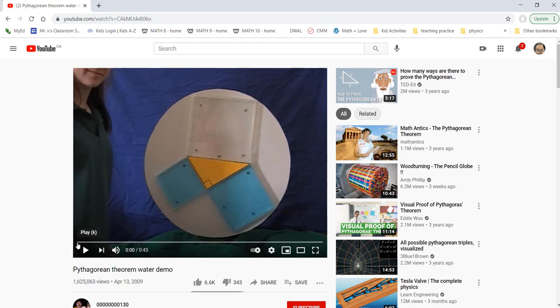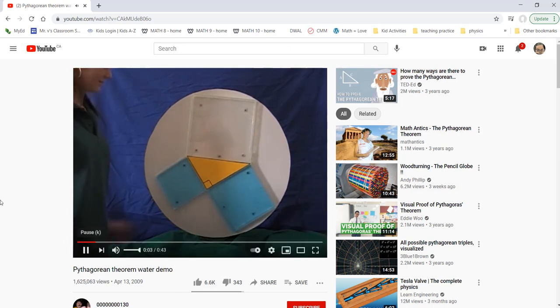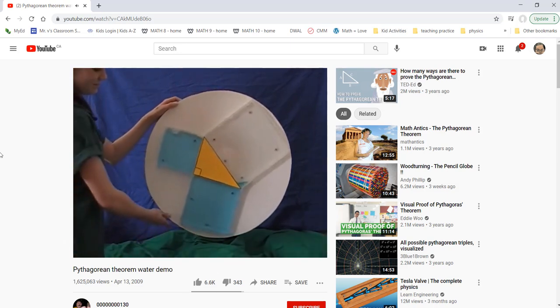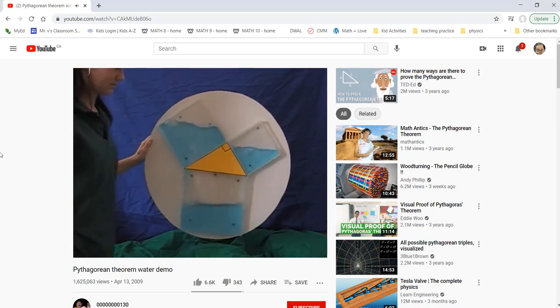So what we have here is this on a lazy Susan, and she takes it and you can rotate it, and you'll see that, in fact, it is true. Right? What? Isn't that amazing?